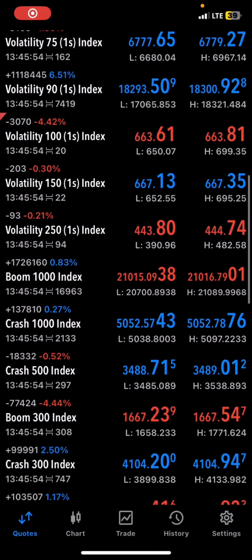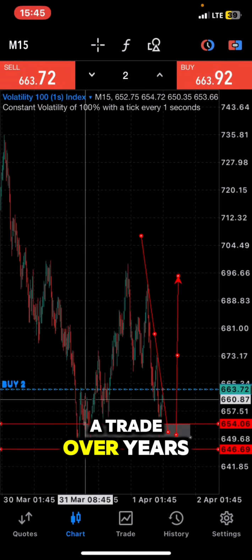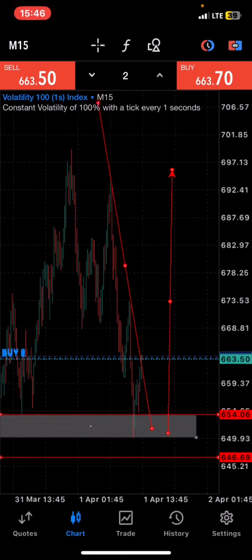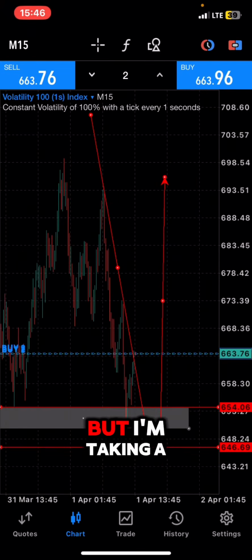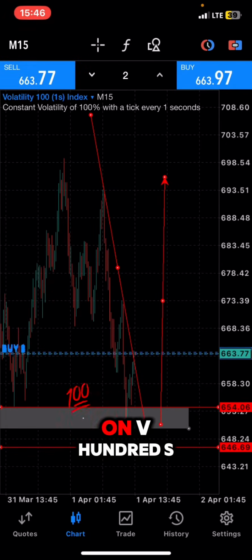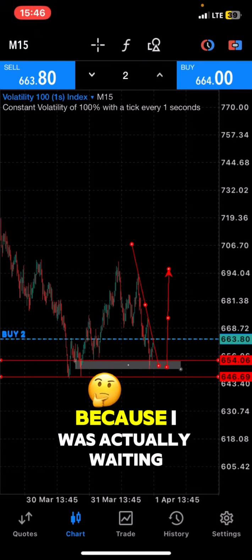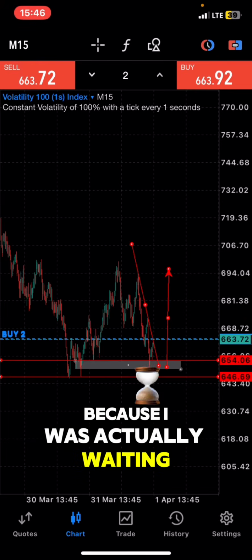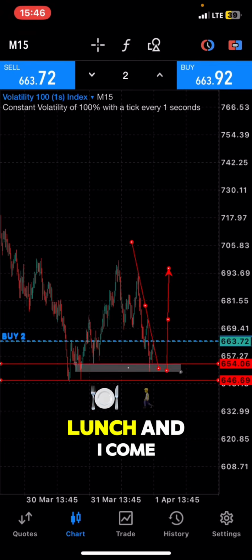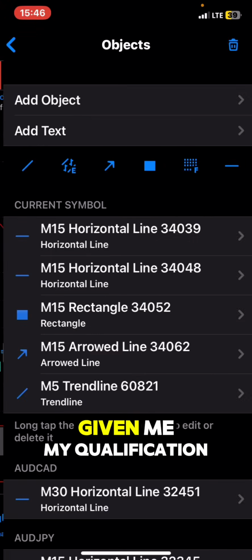All right. I have just taken a trade over here. I was explaining it, and my phone literally just, the app just closed. But I'm taking a buy. Does it add some more positions? I'm taking a buy on V100S. This trade kind of hurt me a little bit because I was actually waiting for it, and just imagine missing a trade because you were having lunch. I was literally eating lunch, and I come back and it's already risen, giving me my confirmation.